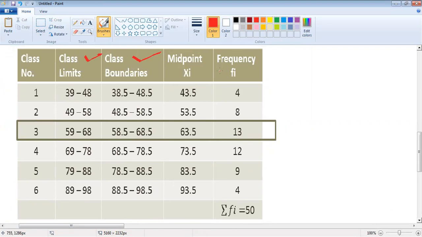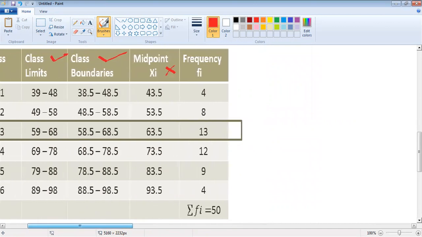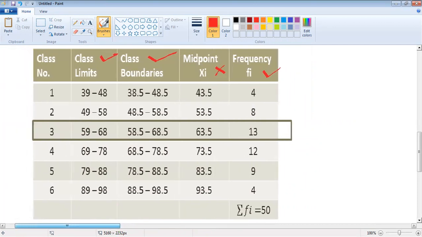Do we need the midpoint? So actually, we won't need this. Okay, but we need, of course, our frequency. These are the basic things that you need when we try to find our mode for a group data. So this is how we do it.